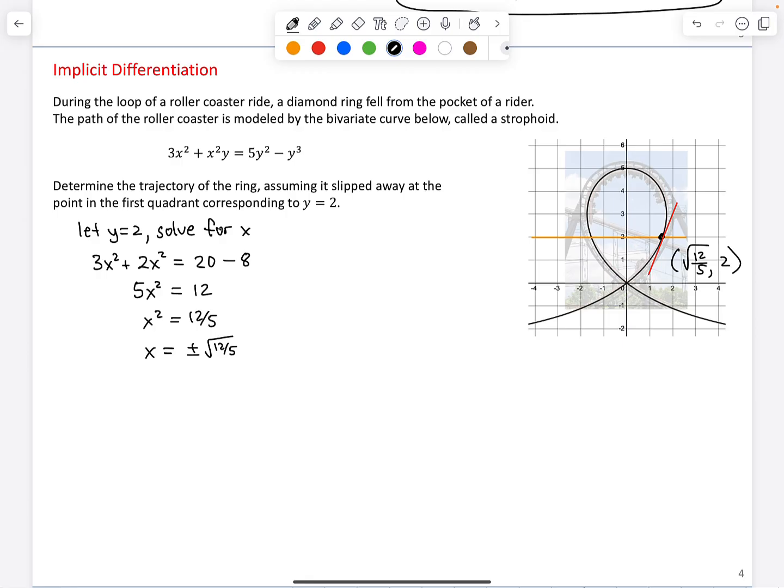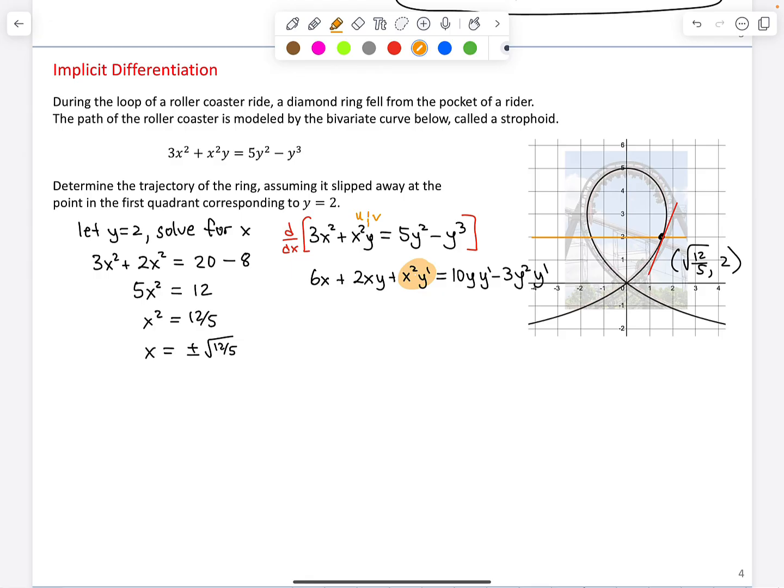Now let's take our strophoid equation and differentiate both sides of it. So I'll just put the entire equation in brackets with respect to x. So the derivative of 3x squared is 6x. Here we need to use the product rule, because x squared times y is a product of two functions. So we do the derivative of the first, which is the derivative of x squared, which is 2x, times the second, plus the first times the derivative of the second, and the derivative of y is y prime, equals. Now we need to use the generalized power rule both here and here, because y is an unknown function. So the derivative of 5y squared would be 10y to the first, but then times y prime, chain rule, and then minus 3y squared times y prime, chain rule.